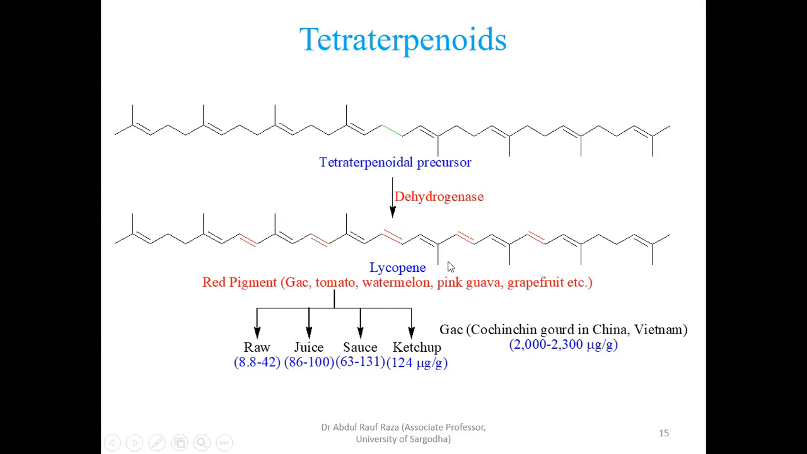It is richest in GAC, present in high concentration in tomato and watermelon, and it has a poor concentration, meaning a very small concentration if you compare with tomato and GAC, in pink guava. If you have seen, guava is normally colorless. If you cut it, this fruit is white. But some strains are pink guava. That pink guava has a small concentration of lycopene present in it.